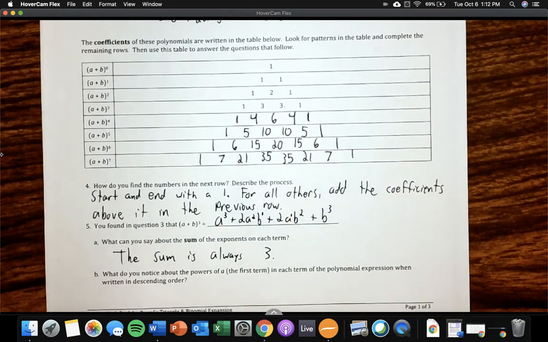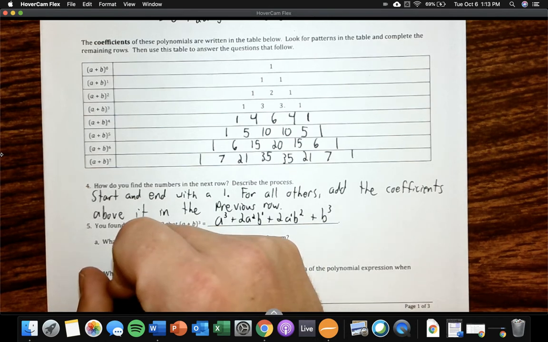And that's going to be true in every case. So if this was a plus b raised to the 5th power, the sum of the exponents would always be 5. And what else? What do we notice about the powers of a, the first term, in each term of the polynomial expression when written in descending order? Well, we can see it starts with 3, then it goes down to 2, then it goes down to 1, and really, we can even say it goes down to 0, because a to the 0 power would just be 1.